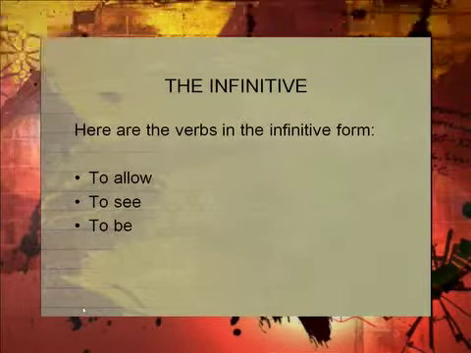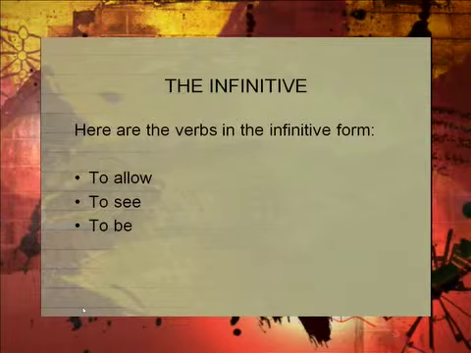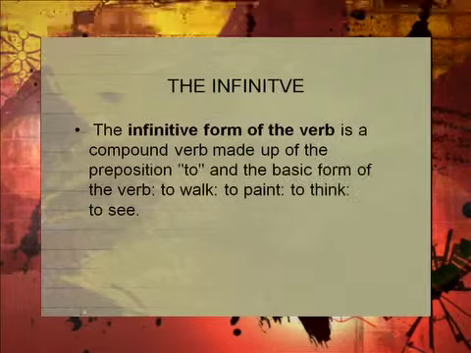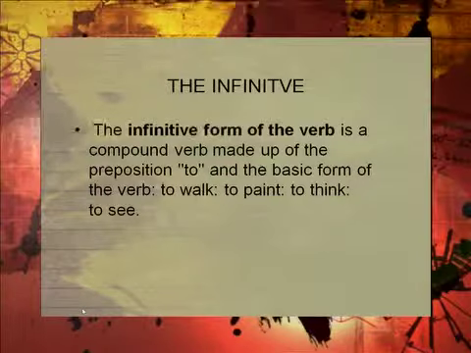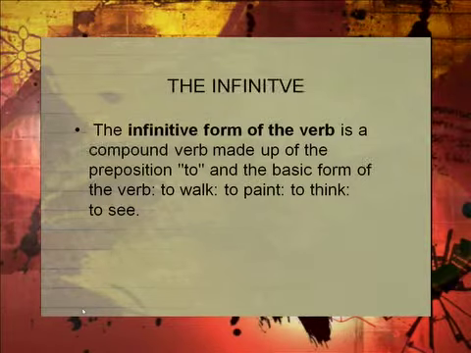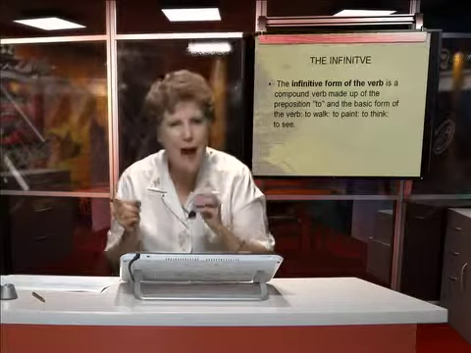I want to talk about the infinitive now. Here are the verbs in the infinitive form: to allow, to see, and to be. What is an infinitive? The infinitive form of the verb is a compound verb. That means a verb made up of more than one part. So it's a compound verb made up of the preposition to and the basic form of the verb: to walk, to paint, to think, to see. That is the infinitive.